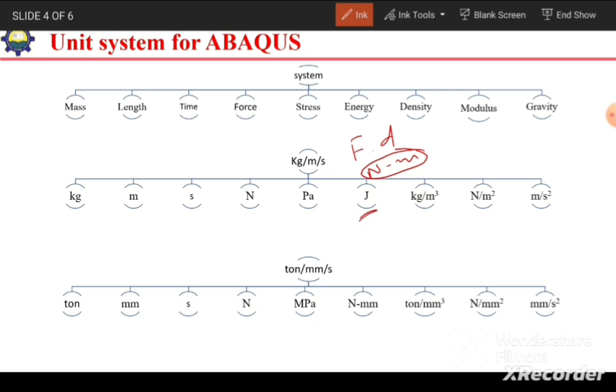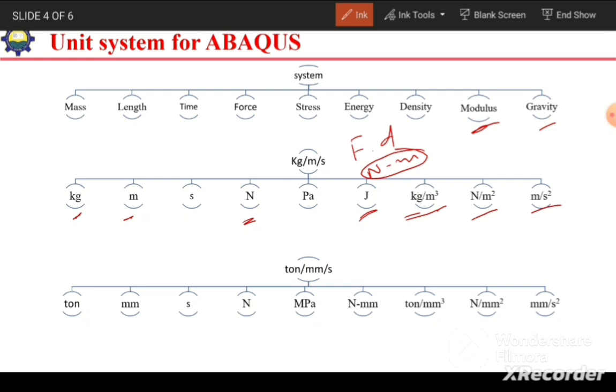Similarly, for density, it will be kilogram per meter square. Here we have kilogram and meter, so it will be kilogram per meter cube, sorry. And for modulus, it will be Newton per meter square, Newton for force and meter square for unit area. And for gravity, it will be meter per second square.